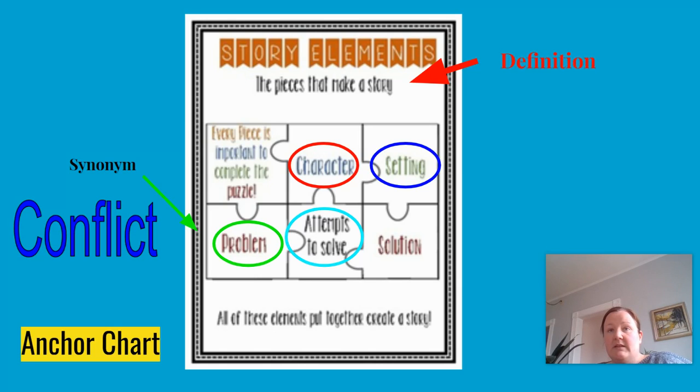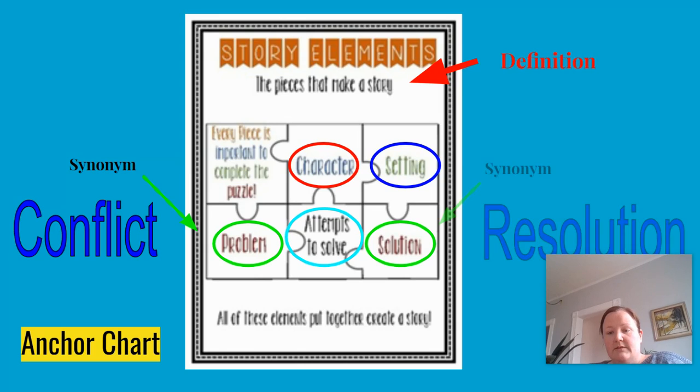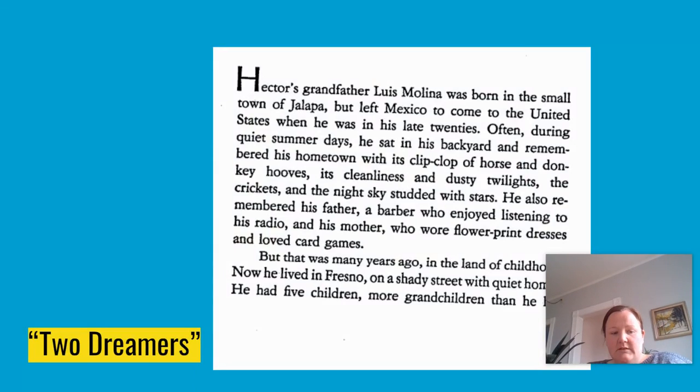Attempts to solve are those key events that we like to make sure that we annotate. Remember, the key events are the events that lead us from the problem to the solution, or from the conflict to the resolution. Remember that a synonym for solution is resolution. So a story has to have all of these elements. And what's helpful is when we're reading these short stories, we get to see all of these elements within 10 to 15 pages. So that's why reading short stories is so nice, because you get the whole story in a little bit of time. Let's take a look at Two Dreamers.